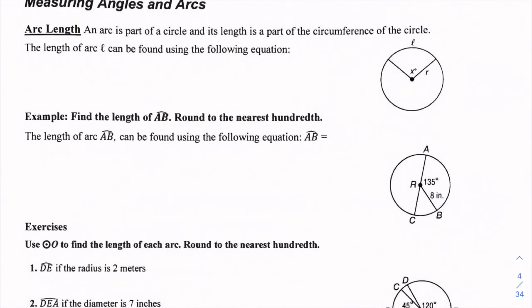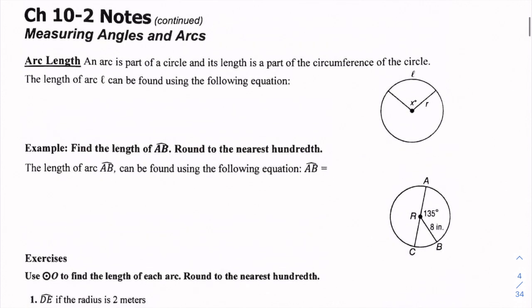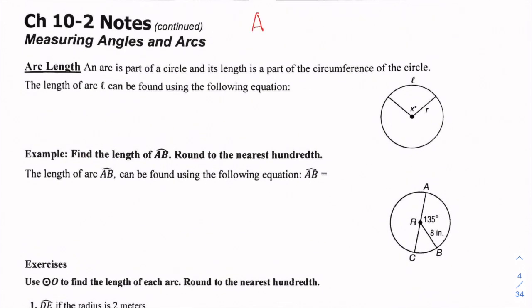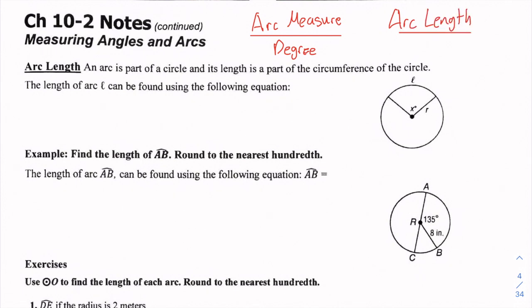Arc length. Now it gets a little bit tricky here. We just talked about arc measure. Please write this down, highlight it. This is where people get confused a bit. Arc measure, you're talking about the degree, the angle. Now we're talking about arc length. When we talk about arc length, this is when we're talking about your units.